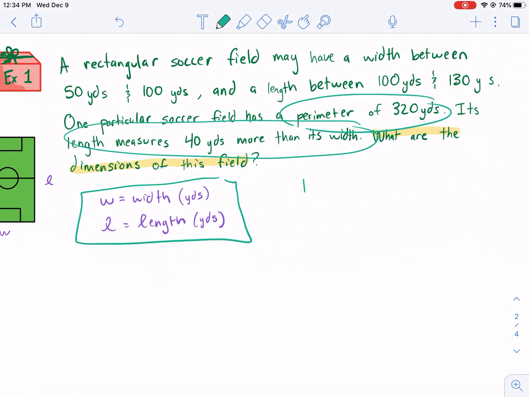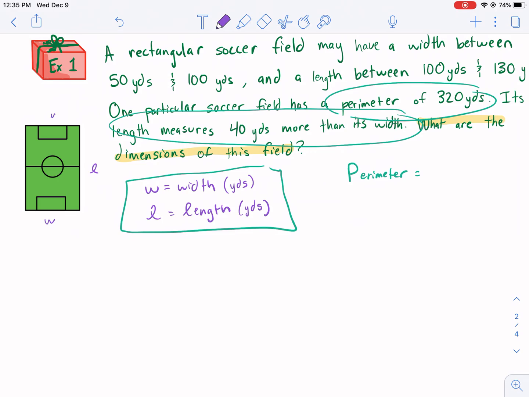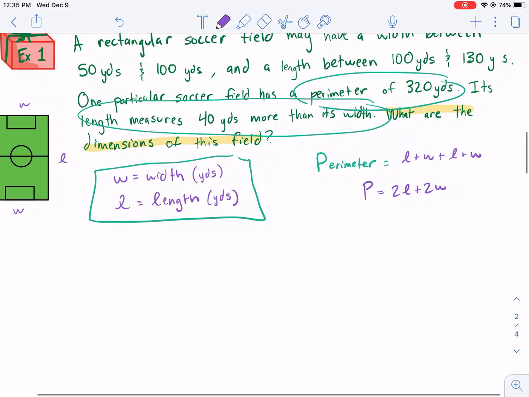So how do we determine perimeter? Perimeter is equal to all the outside edges of a rectangle added together. So this is width and that is length, and we add those four together. We have L plus W plus L plus W, and that's going to equal perimeter. In simpler terms, it's P equals 2L plus 2W, okay? So that's one equation that we have.